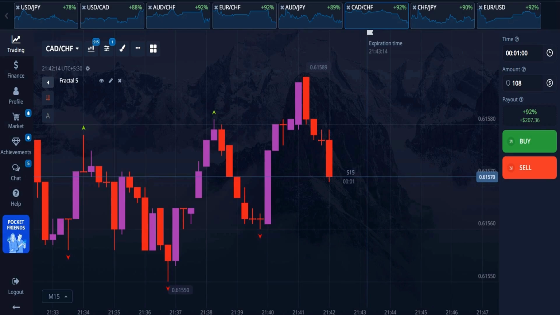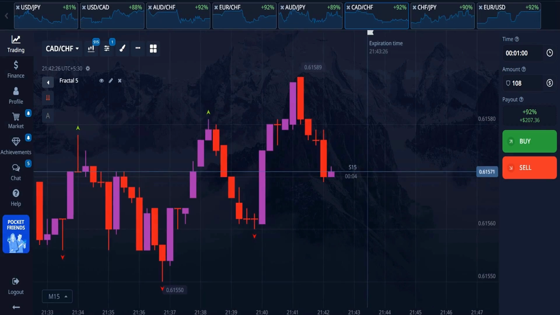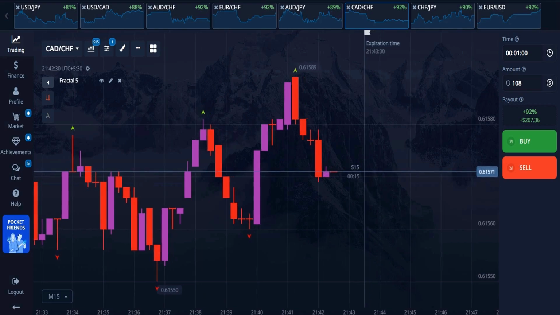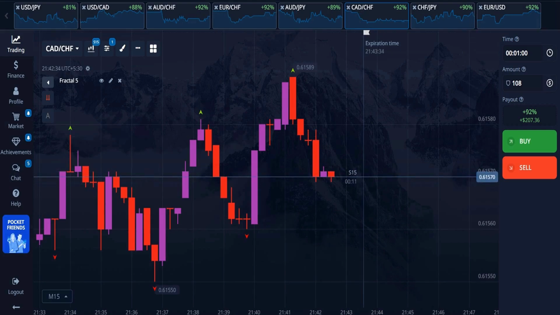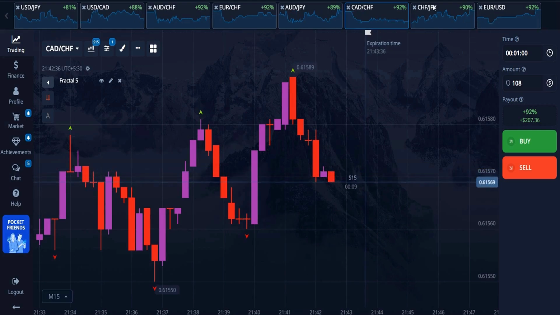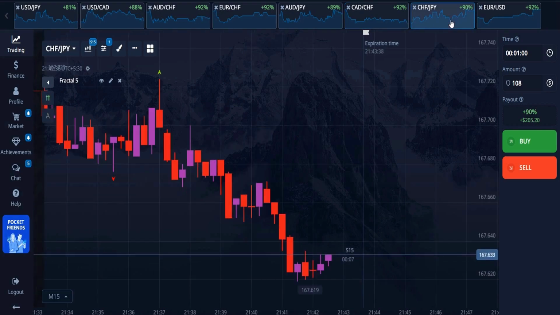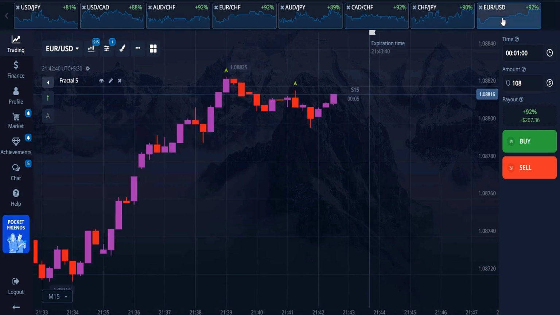Set your candle chart on the 15-second time frame. Set your trade expiry to exactly 1 minute. Try trading during the European and New York sessions, as these sessions usually provide clearer trends. Also, avoid trading during high-impact news events to stay clear of unpredictable market moves.